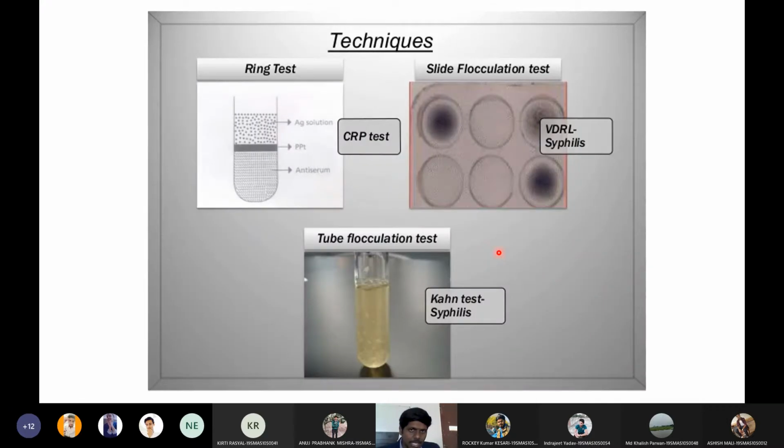Then we have double diffusion in one dimension. In case of double diffusion in one dimension, both antigen and antibody will migrate in the test tube. First I will add antibody, then I will add a layer of normal gel, and I will add a layer of antigen, and both antigen and antibody will migrate into the gel. That is why it is called double diffusion in one dimension.